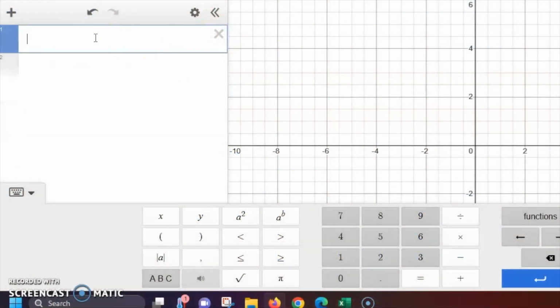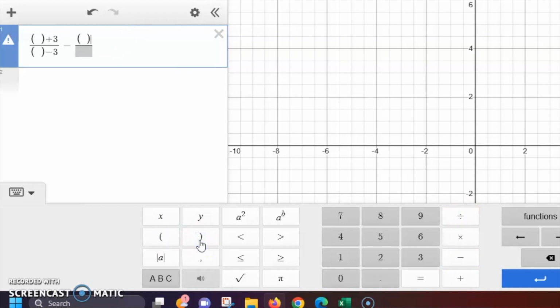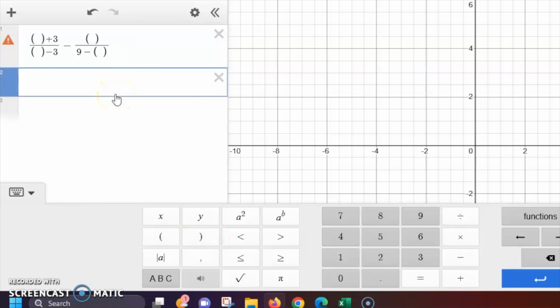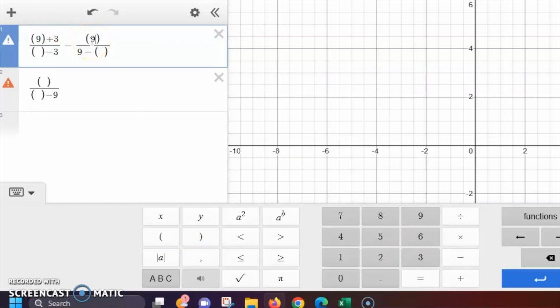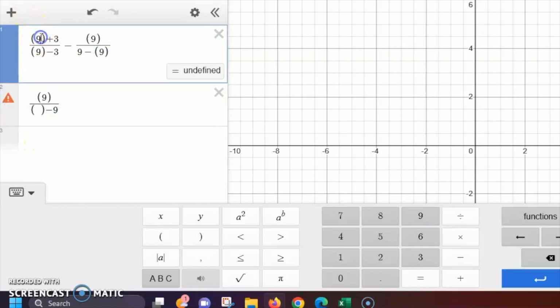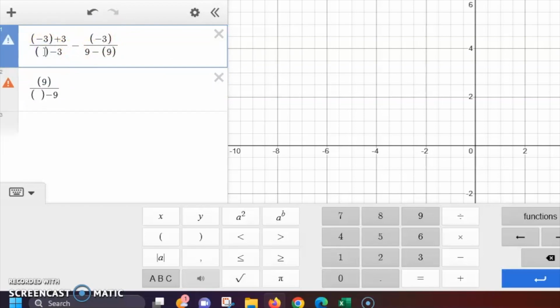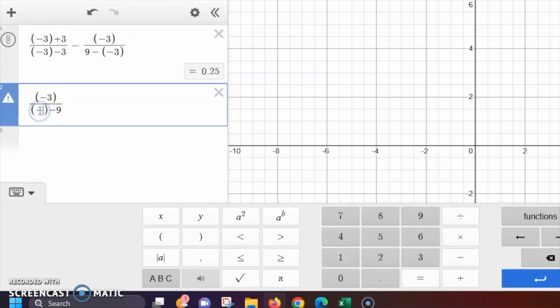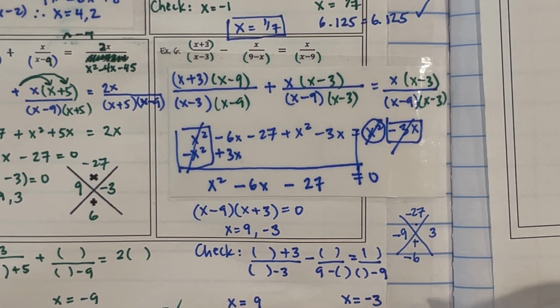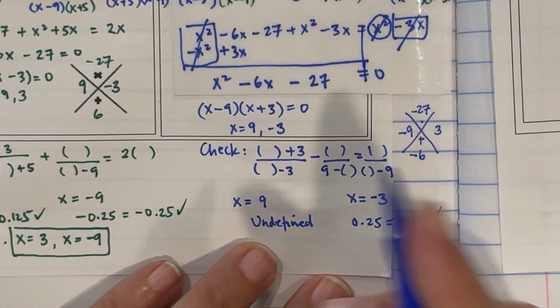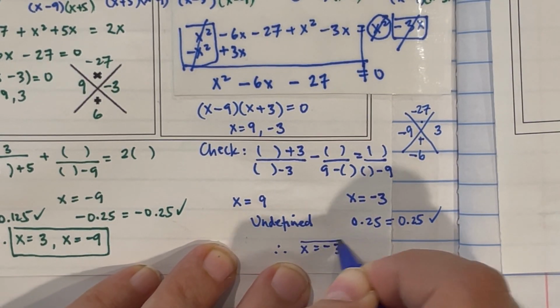Okay, so let me go ahead and show you what that looks like in the calculator. So again, just typing out what we've already typed out. So that's the left side. And then on the new line, the right side. And now I'm checking 9. So it says undefined, so that means 9 is not a solution. Now I'm going to type in negative 3. If left and right are the same, which they are, 0.25, it's the same. That means x equals negative 3 is the solution. Okay, so always be sure to check for extraneous solutions. Let's practice.